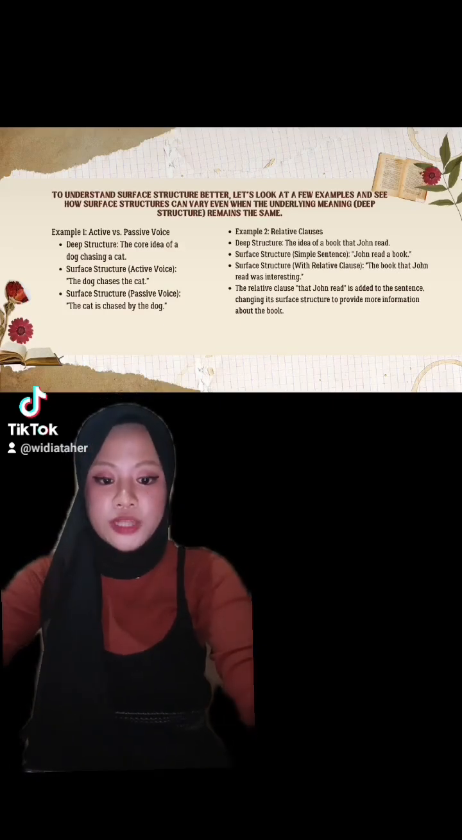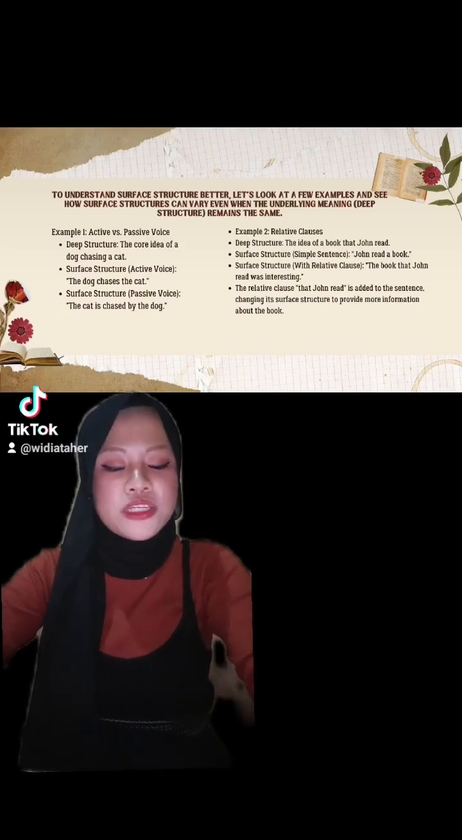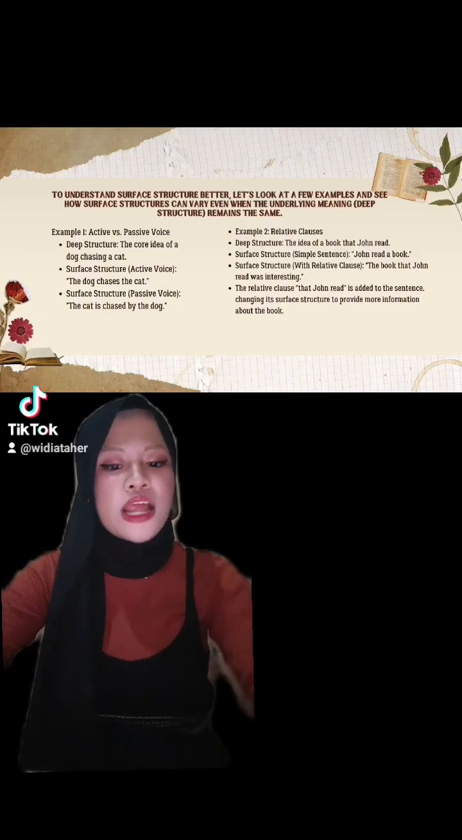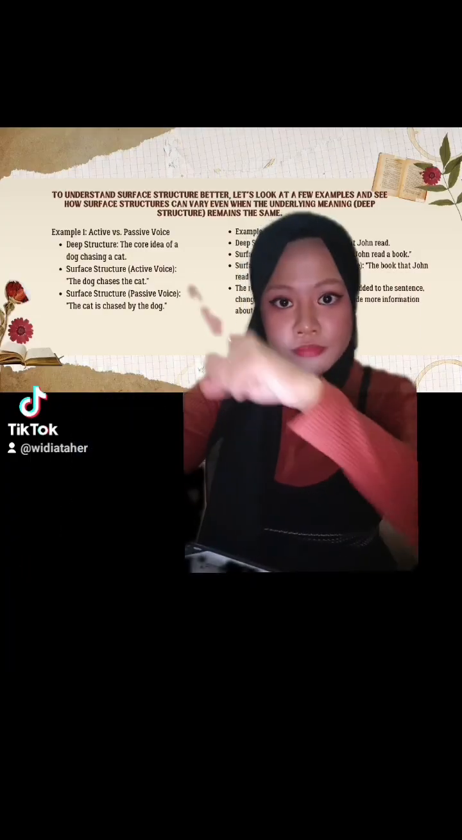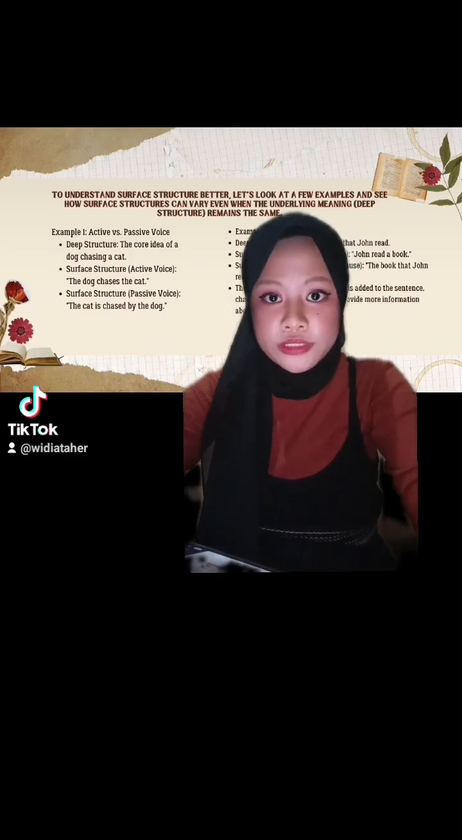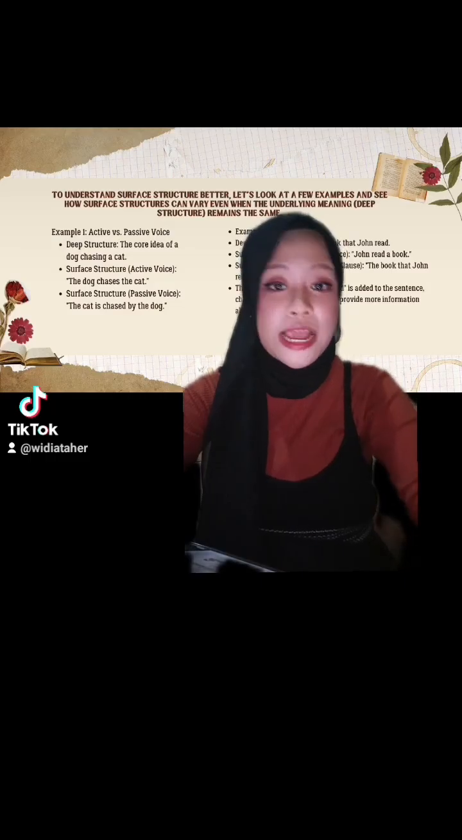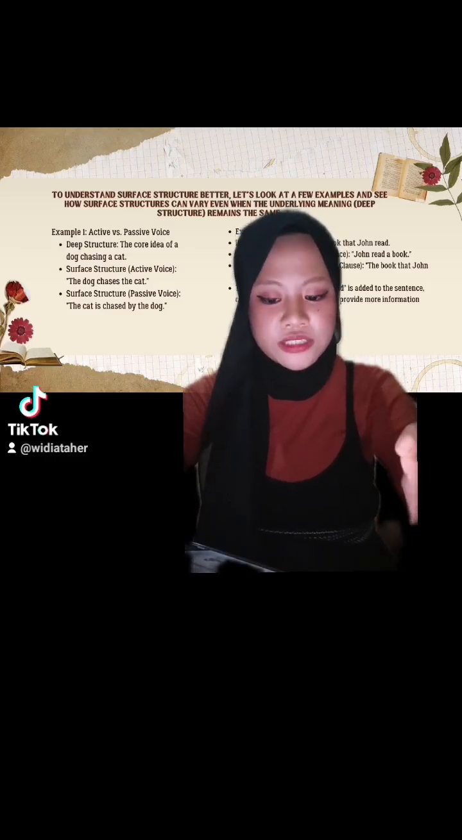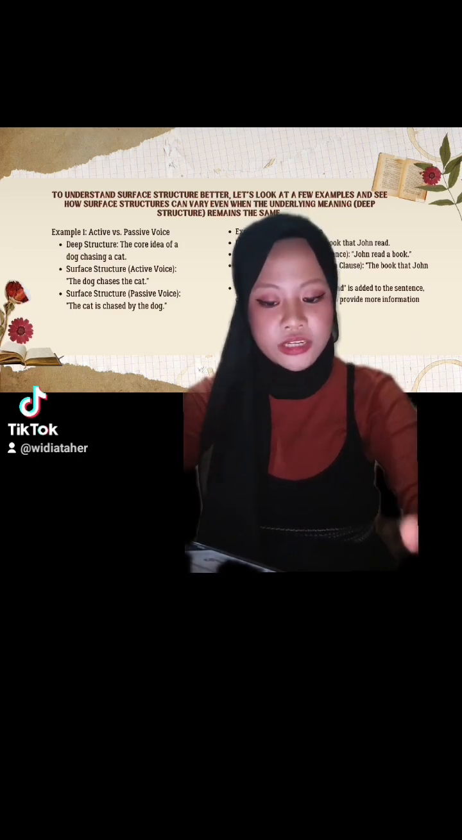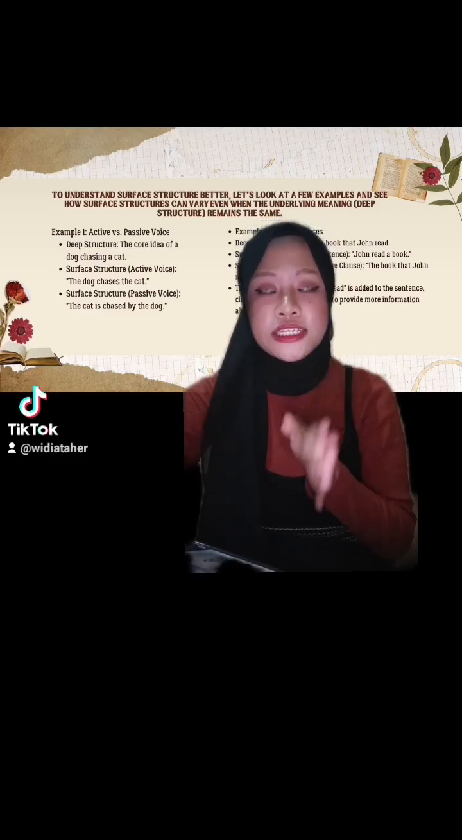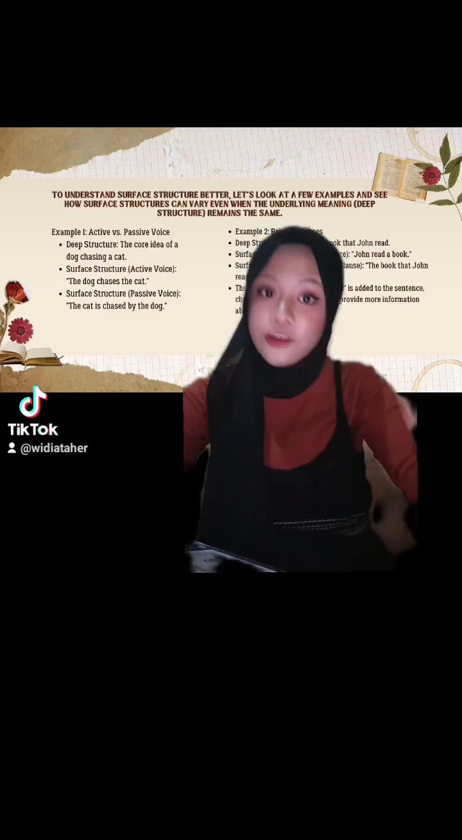To understand surface structure better, let's look at a few examples and see how surface structure can vary even when the underlying meaning, or deep structure, remains the same. Here's example 1, active and passive voice. Deep structure, the core idea of a dog chasing a cat. Surface structure, active voice: the dog chases the cat. Surface structure, passive voice: the cat is chased by the dog. It has the same meaning but is expressed in different ways.